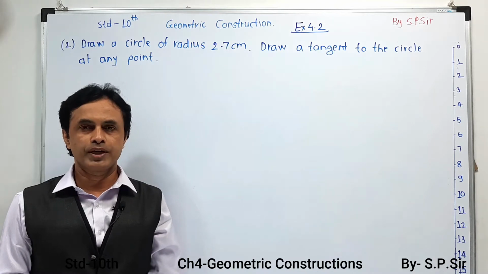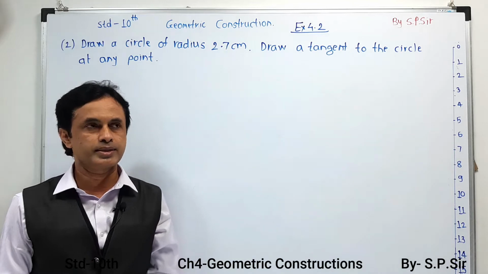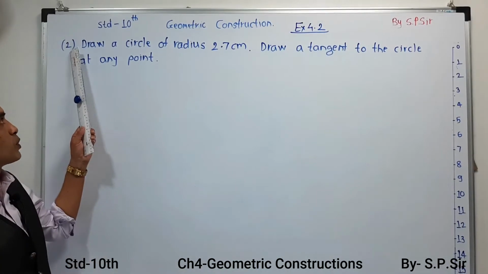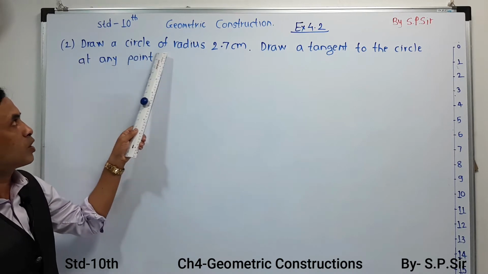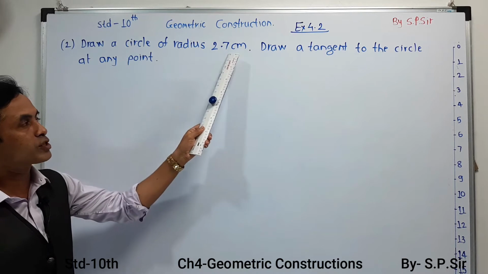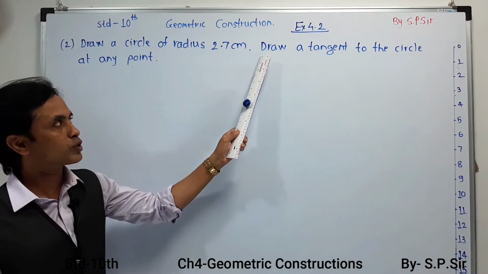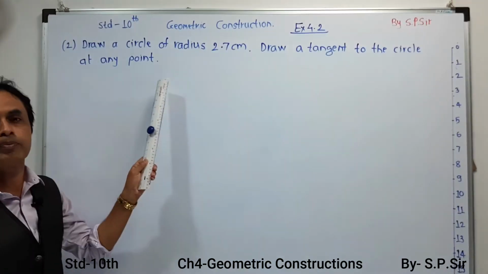Okay, now we are moving to the second problem of exercise 4.2, question 2 of exercise 4.2. Draw a circle of radius 2.7 centimeter. Draw a tangent to the circle at any point.